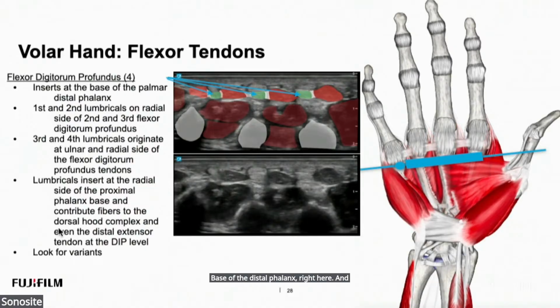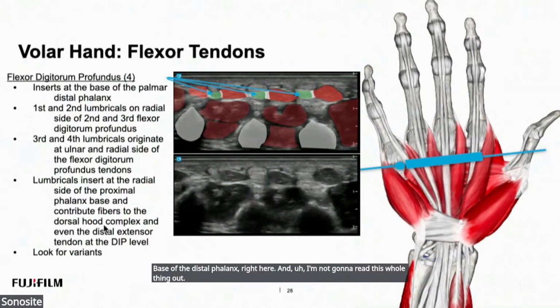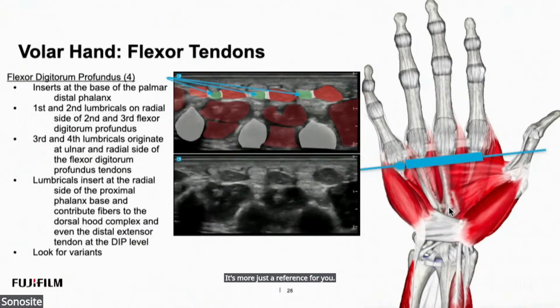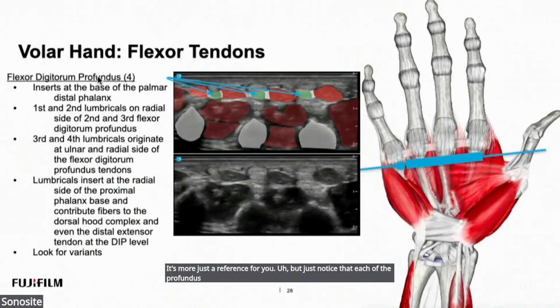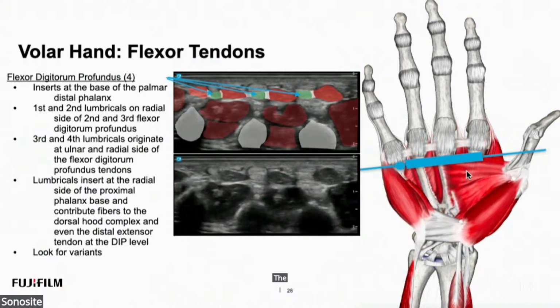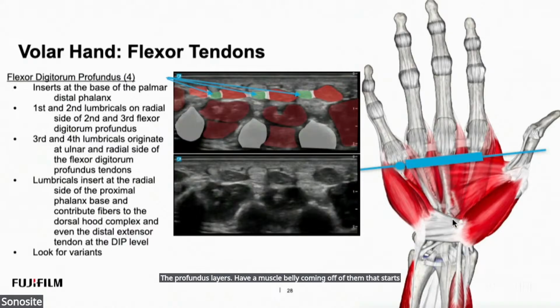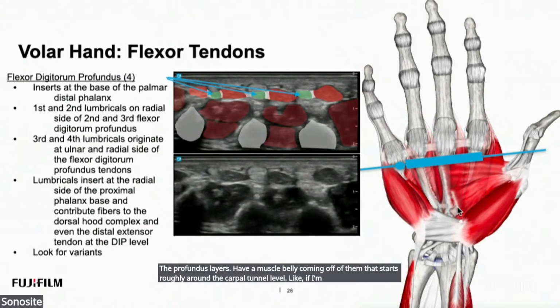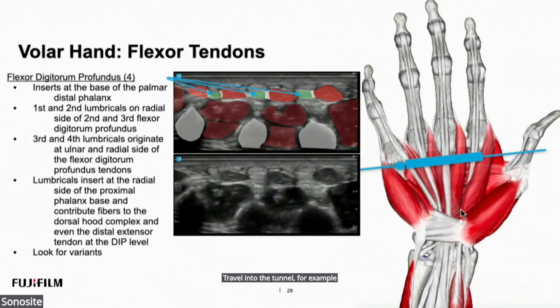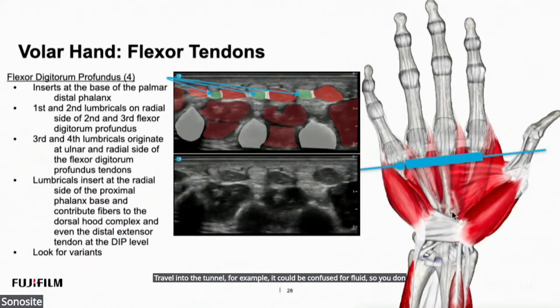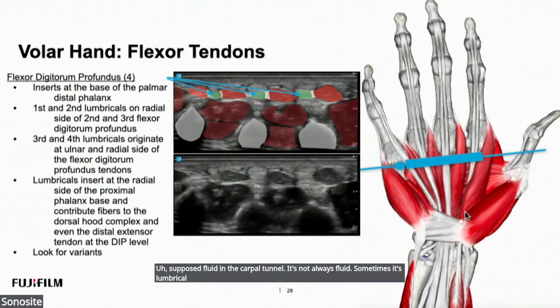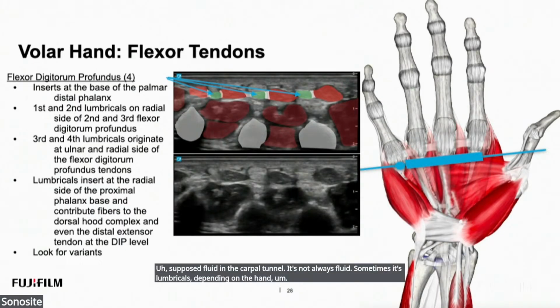And I'm not going to read this whole thing out. It's more of just a reference for you. But just notice that each of the profundus, which means deep, layers have a muscle belly coming off of them that starts roughly around the carpal tunnel level. Like if I'm squeezing my hand, I see these muscles when I squeeze travel into the tunnel, for example. It could be confused for fluid. So you don't want to call supposed fluid in the carpal tunnel. It's not always fluid. Sometimes it's lumbricals, depending on the hand, pulling and retracting back into the carpal tunnel.